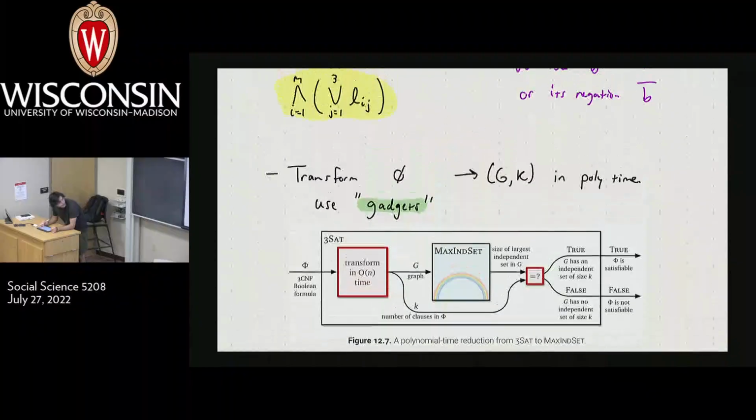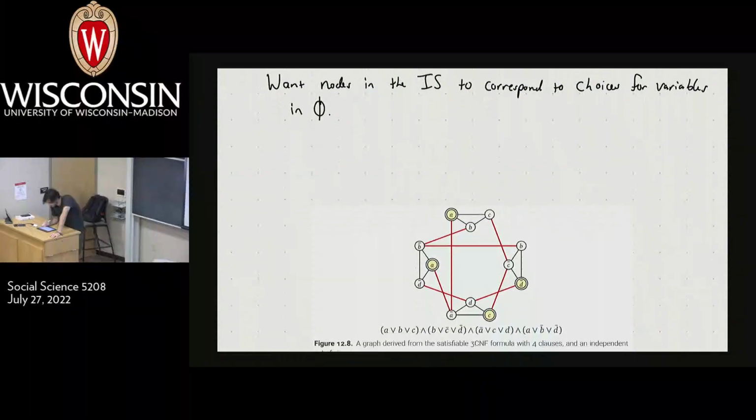Okay, so how do we do this? We're given a formula phi with 3 literals per clause, and we need to turn it into a graph G and a number k in poly time, with the property that phi is satisfiable exactly when G has an independent set of size k.